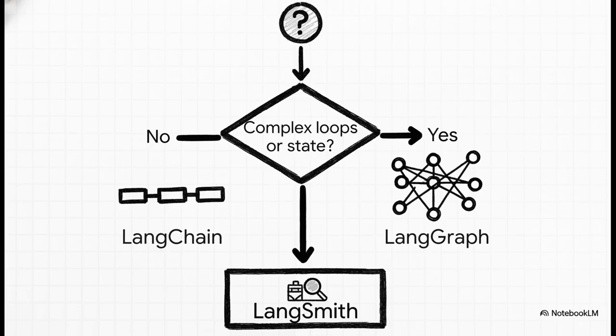So here it is, your mental model, your decision flow chart. When you start a project, you ask one simple question: do I need complex loops, branching logic, or shared state between steps? If the answer is yes, you're reaching for LangGraph. If the answer is no, and your workflow is mostly a straight line, stick with the power and simplicity of LangChain. And the one non-negotiable rule: you use LangSmith for both, from the very first day of development. Seriously, don't even think about skipping.